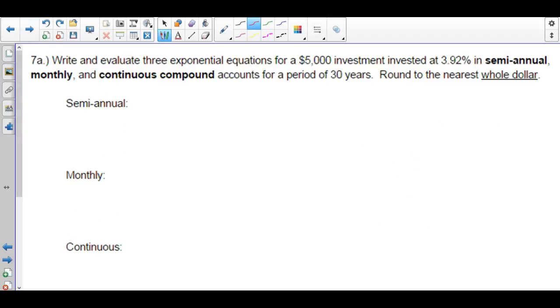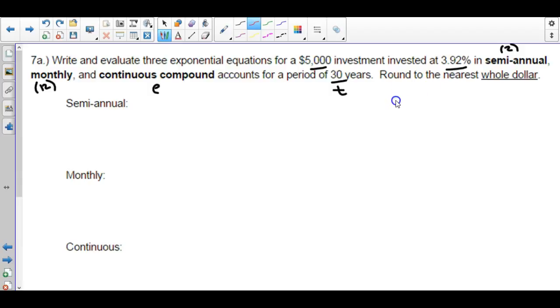Alright, last problem then, or problems, what we're going to do is evaluate a few exponential equations for an investment at a certain interest rate. So this says write and evaluate 3 exponential equations for a $5,000 investment at 3.92%. And there's these 3 different accounts. So semi-annual means I'm going to be compounding twice a year. Monthly means we'll be compounding 12 times a year. And continuous compound means I'm going to use the letter e as my base number. And then my time value will be a period of 30 years. And we're going to round to the nearest whole dollar. So we'll evaluate these 3 expressions.